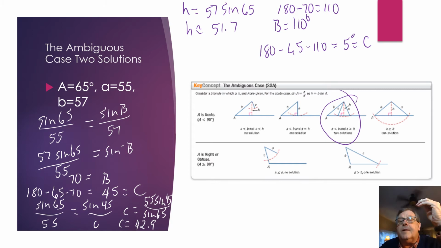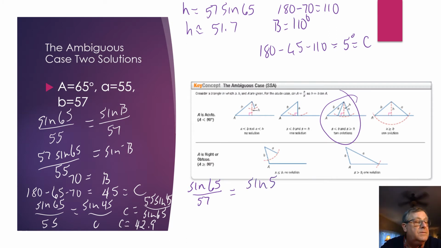Well, let's find, in case number 2, what side C might be. And again, I'm going to do my setup. I got the sine of 65. I want to use as many things as they were given to me as possible. Over 55 equals the sine of 5. No, 55. Sine of 65 over 55, not 57. I knew that didn't look right.